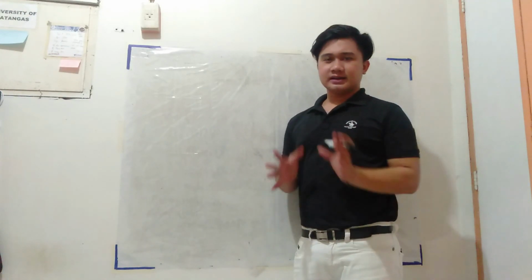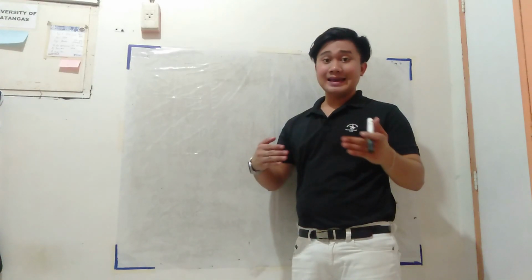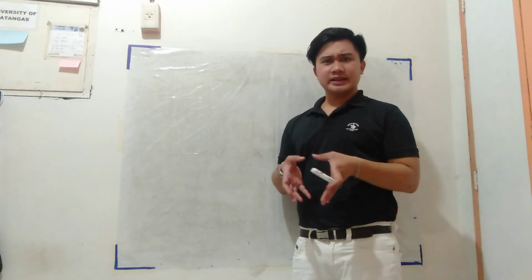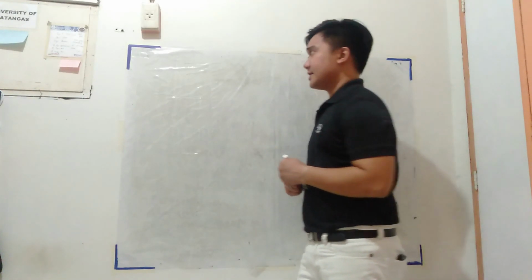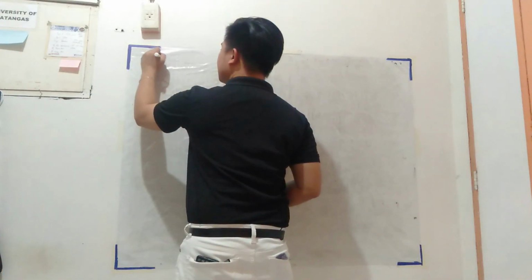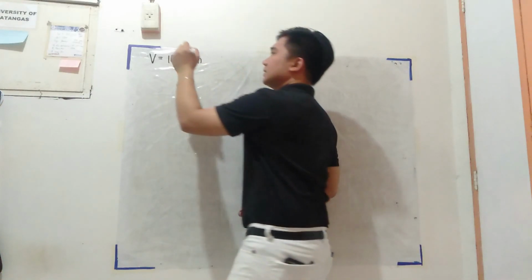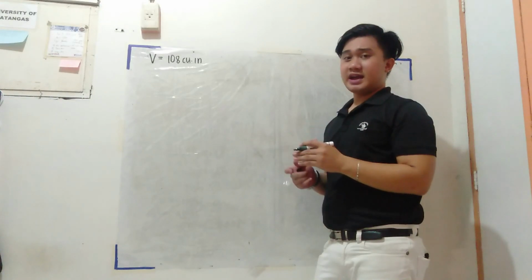Bibigyan daw tayo ng isang sheet ng metal at bubuuin daw natin yun para maging cylinder or tin. Ano ba yung itsura ng cylinder? Eh di mukhang lata ng sardinas. Okay? So, may volume na binigay, 108 cubic inch. So, yung tinatanong sa atin actually is surface area.